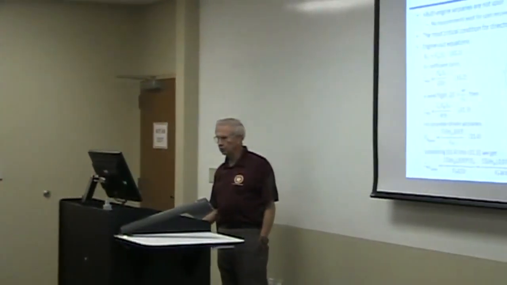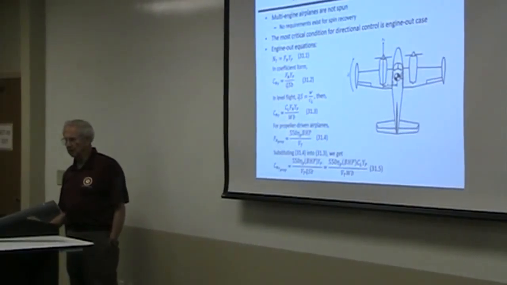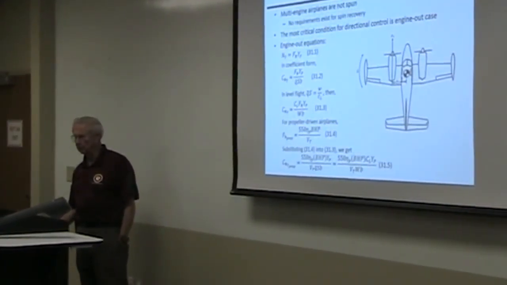So, if we're in level flight, we can take that yawing moment coefficient equation, this one here, and we can solve for the QS part, which is weight over the lift coefficient. Then the yawing moment coefficient is equal to the lift coefficient times the thrust of the operative engine times the distance of the operating engine out from the center line divided by the weight times the wingspan.